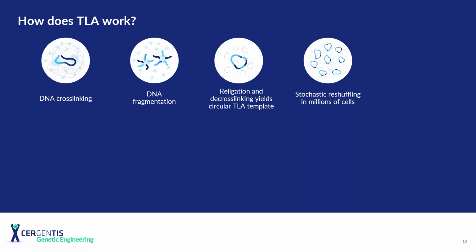Essentially, during the previously described steps, we reshuffle the DNA to create circles that contain fragments of digested DNA. And TLA relies on the proximity ligation principle, meaning that the sequences that were originally close to each other will have a higher chance of ending up in the same circle. However, it is still a very stochastic process, so the generated TLA circles don't have a predefined composition.